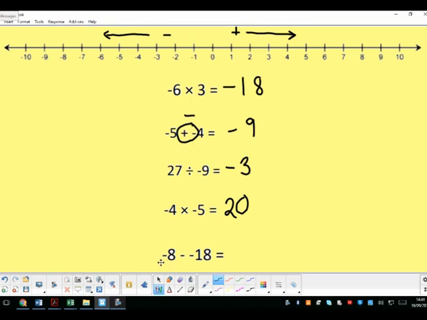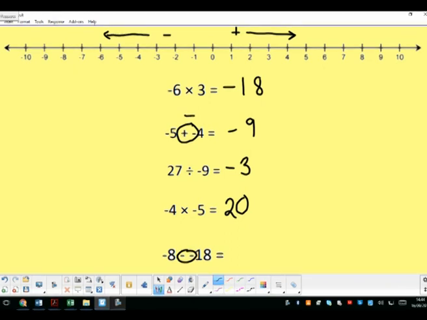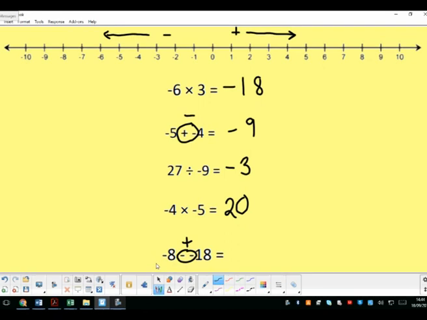Okay, final one, negative 8, take away or subtract negative 18. Again, we've got two negative signs there, two minuses. When they're next to each other, they become a plus. So we're starting at negative 8 and we're adding 18, so we're moving to the right. Be careful, you count from the next one you get to. So that's 1.